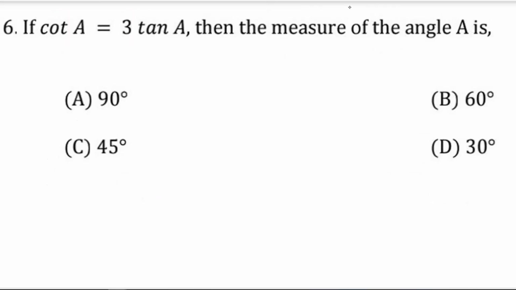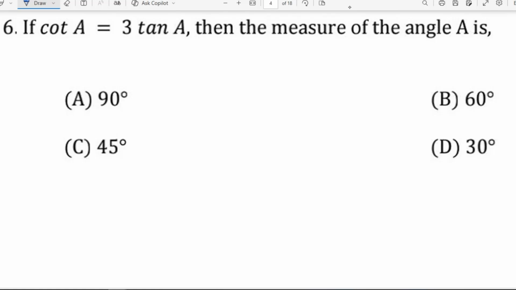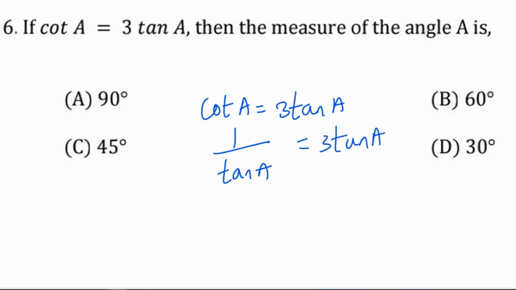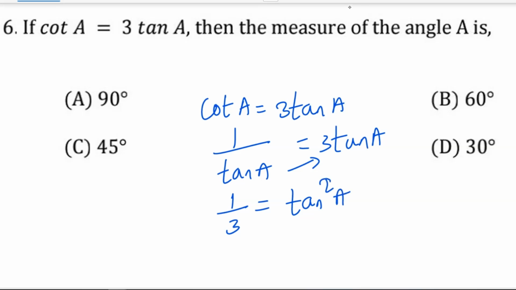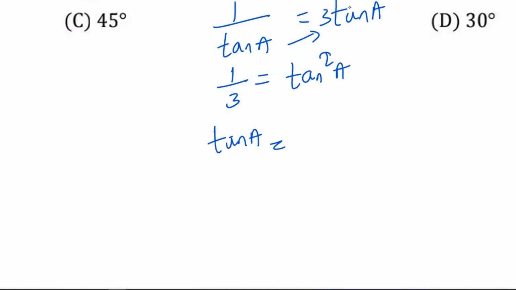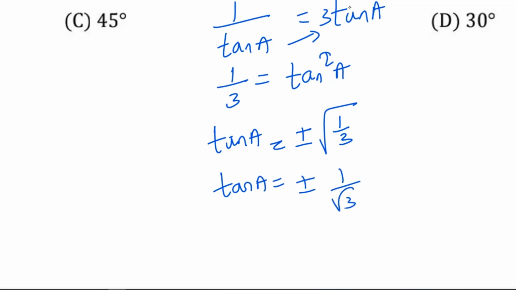If cot A is equal to 3 tan A. So we have cot A equals 3 tan A. What is cot A? Cot A is 1 by tan A. So 1 by tan A is equal to 3 tan A. Then, by cross multiplication, 1 by 3 equals tan A into tan A, which is tan square A. So tan A will be plus or minus root of 1 by 3, that is tan A equals plus or minus 1 by root 3. We take the positive value, so tan A will be 1 by root 3.